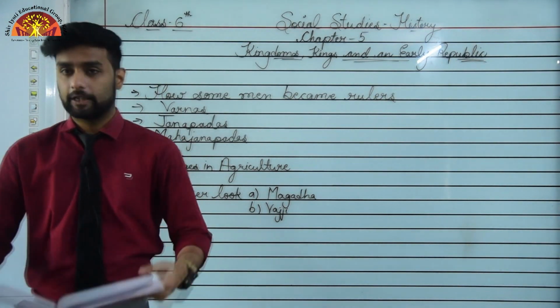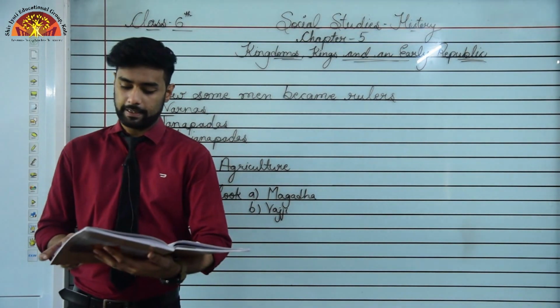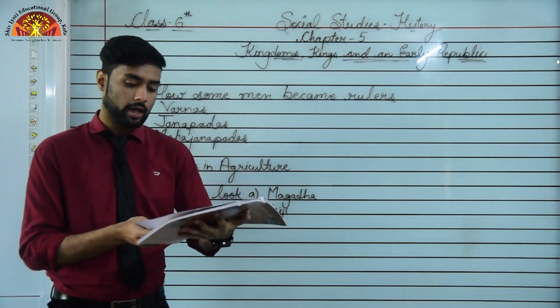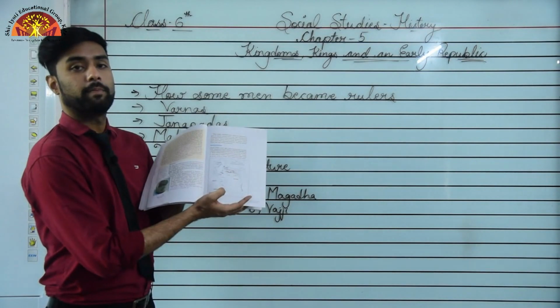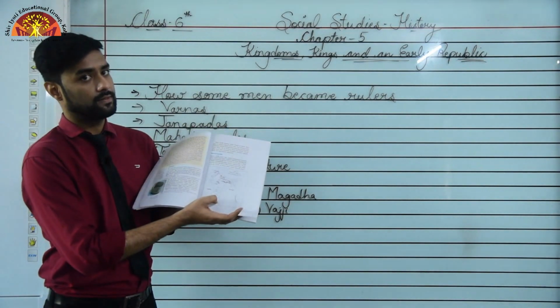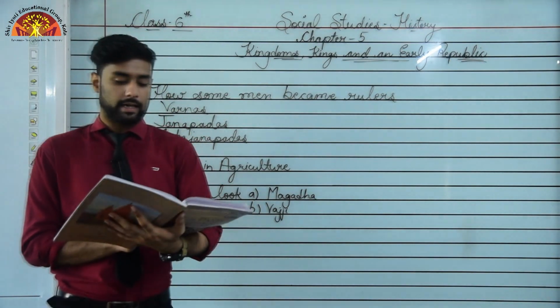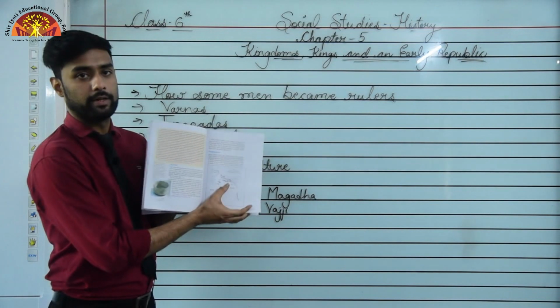You will find Magad on map 4 on page number 57. Students, please note that here it is written page number 57 in your book. It is written wrong. You should correct it to page number 49, because the map is given on page number 49 and on page 57 there is no map. So on page number 49 you can see a map and you can find Magad very easily. I showed you earlier on the board as well.